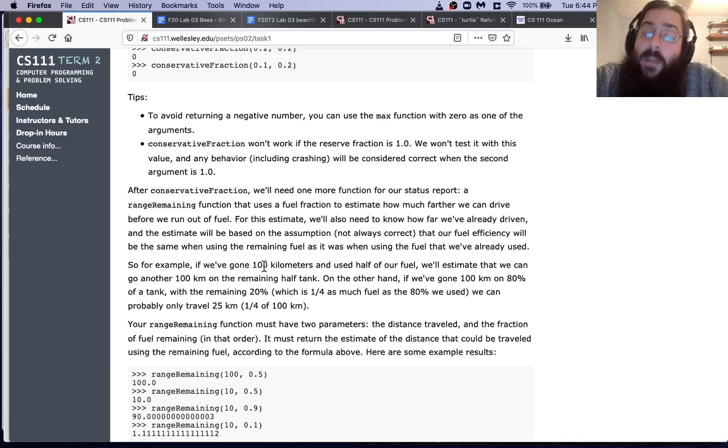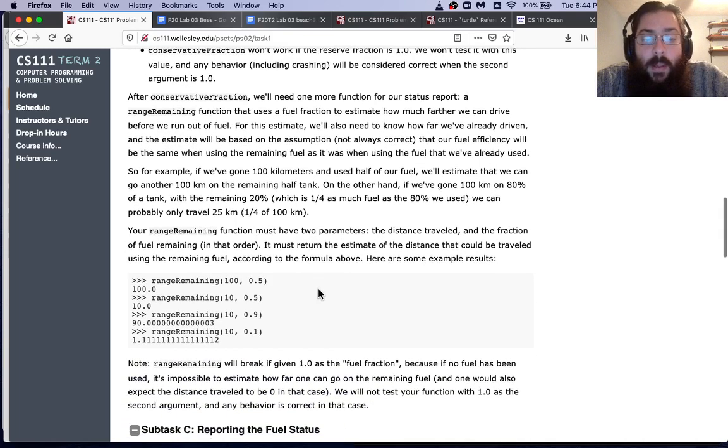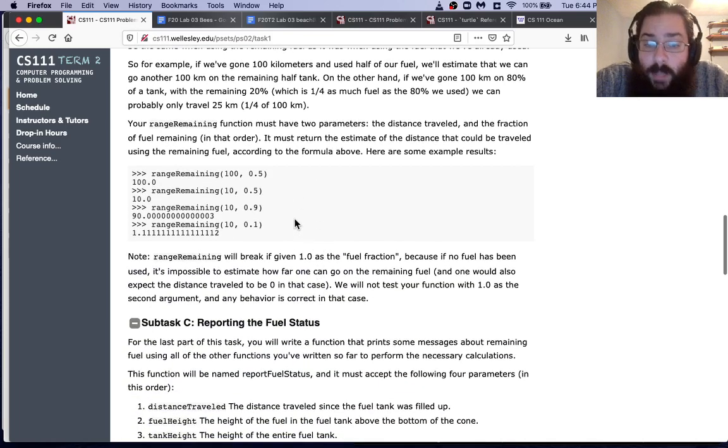If we had gone 100 kilometers and only used a tenth of our fuel, right, then we'd estimate we can go another 900 kilometers, right? 9/10 of the tank remains. We went 100 kilometers on 1/10. So if we can go 100 kilometers per tenth, we should be able to go 900 kilometers on the rest of the fuel. And there's some other examples here on the website if you want. So that's how range remaining should work.